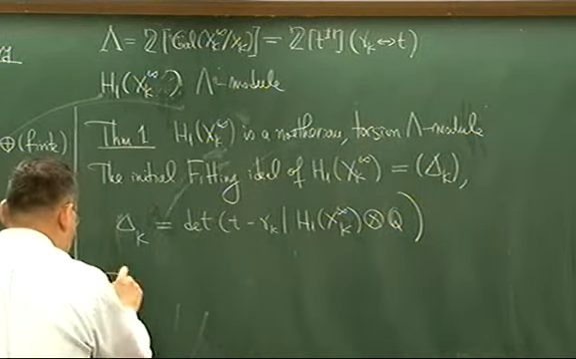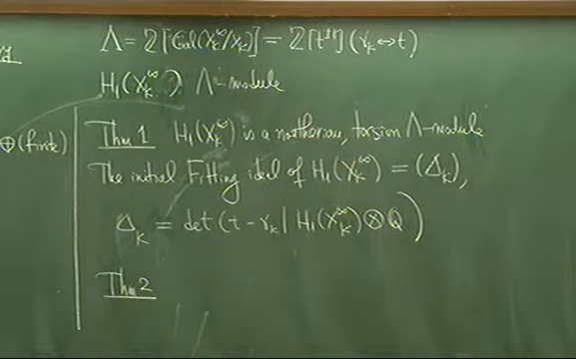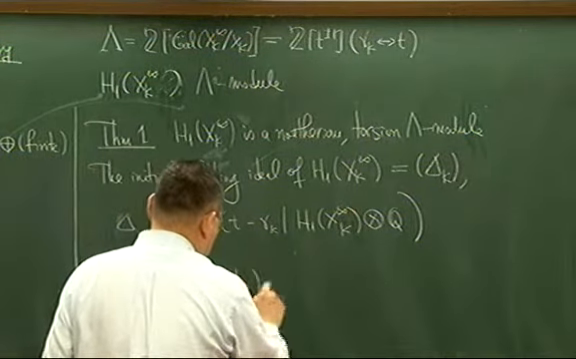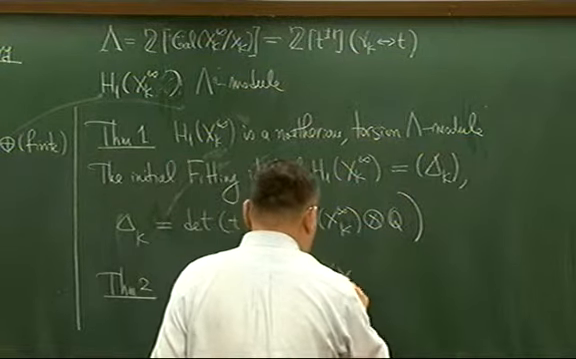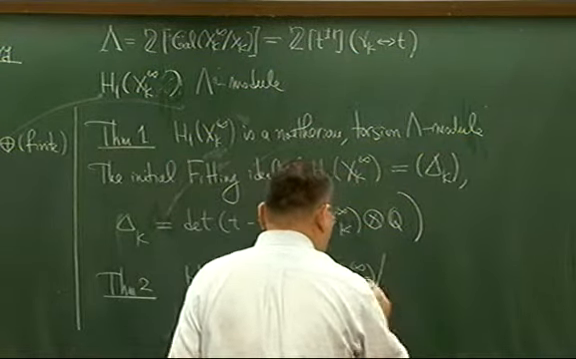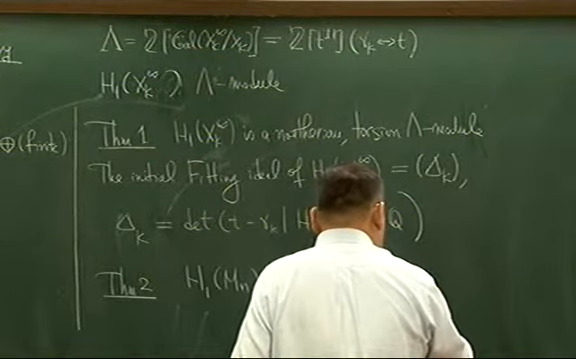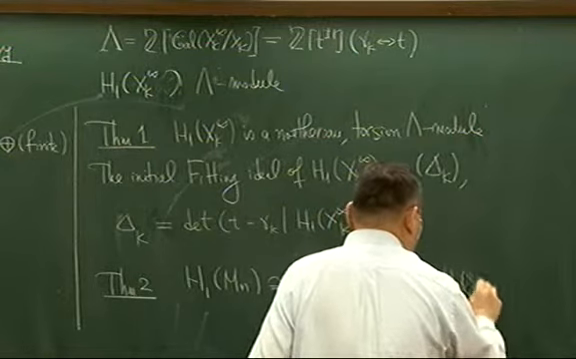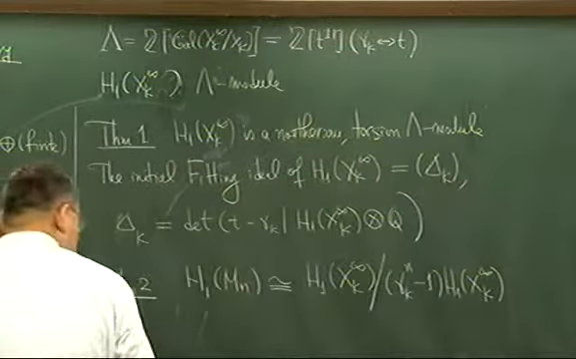And also, the following is well known. The homology group of the branched cover is isomorphic to the quotient of the homology of the infinite cyclic cover divided by the action of gamma_K to the power of n minus 1 on H_1(X_K infinity). This is a well-known fact for any n.